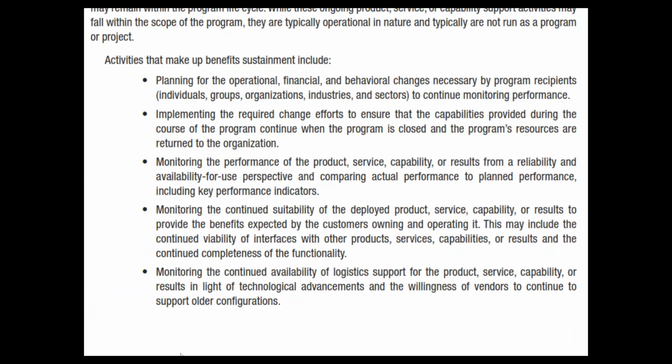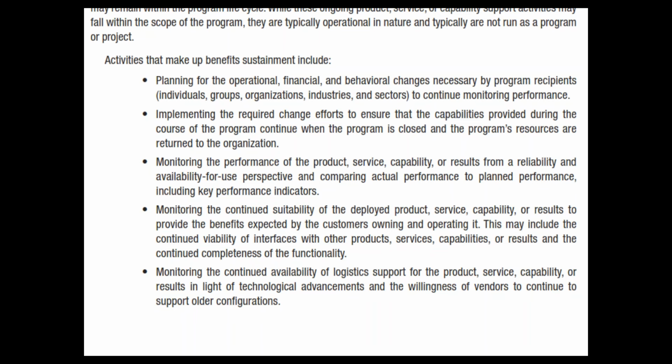Some of the points, activities which you do in the benefit sustainment, you plan for operational, financial and behavioral change necessary for program achievement. When we deliver this benefit to the customer, there has to be a planning for how they adopt it. So we have to plan for that.